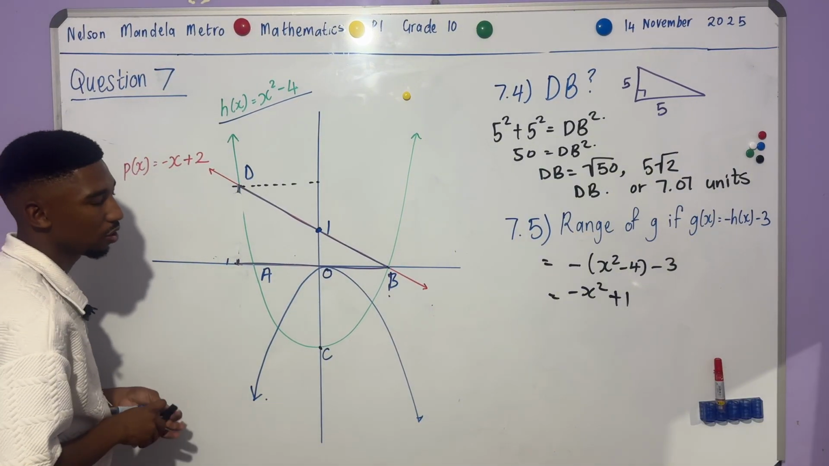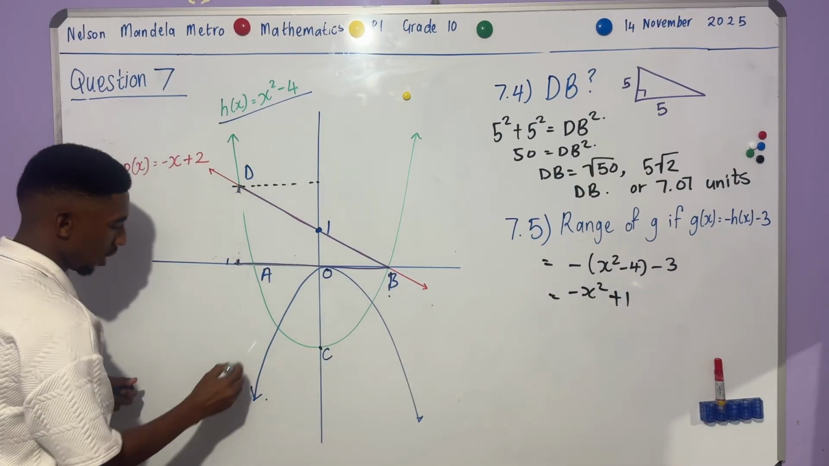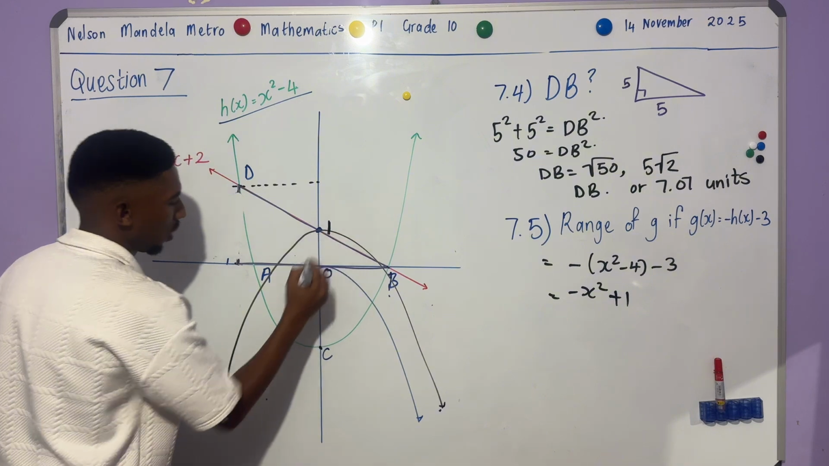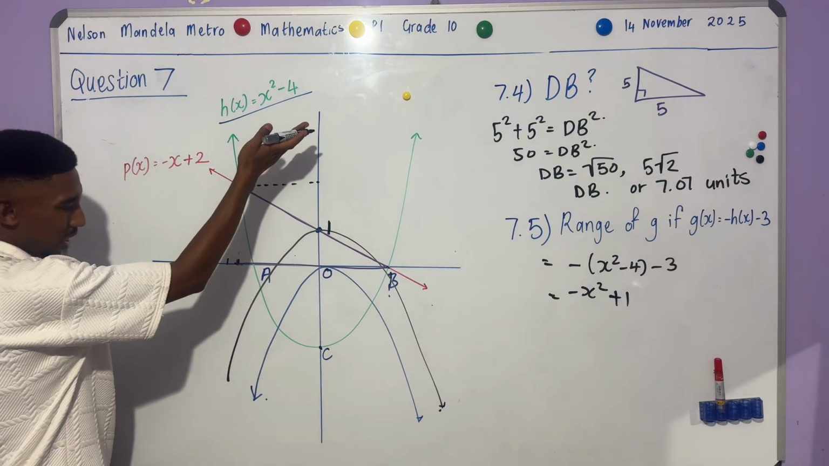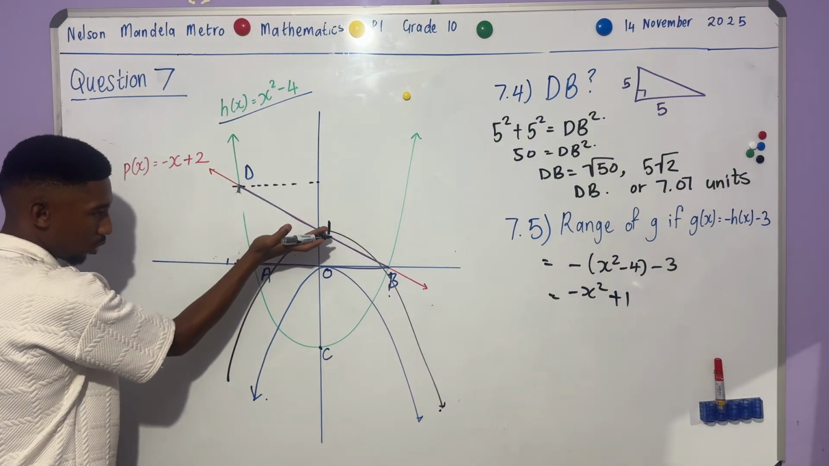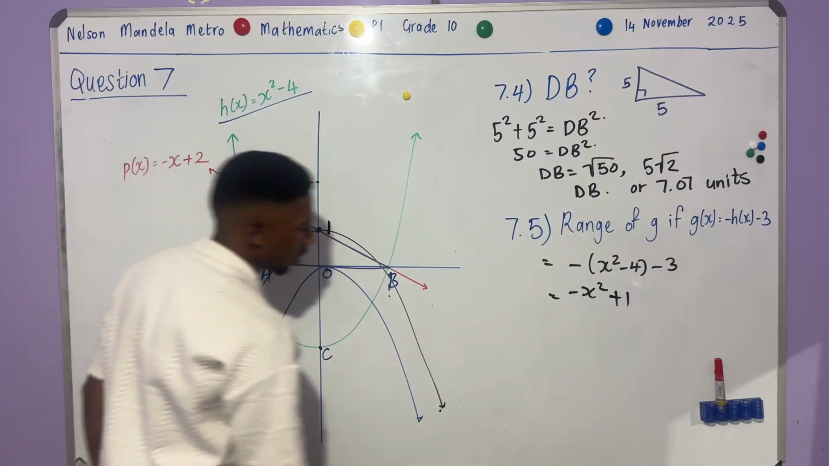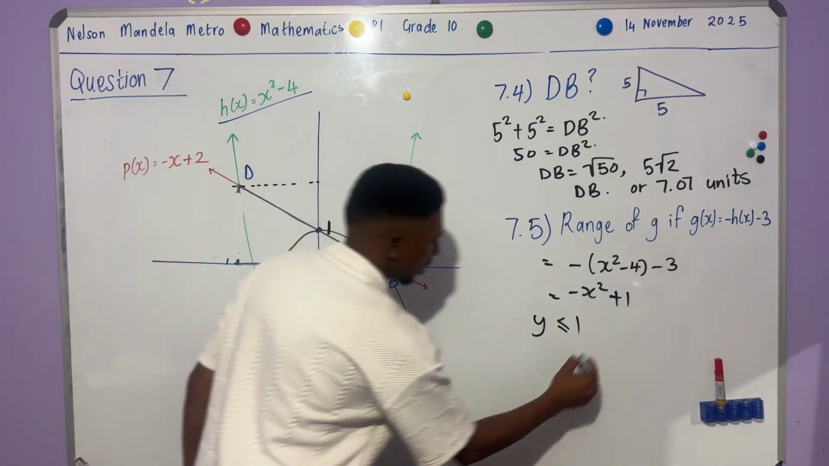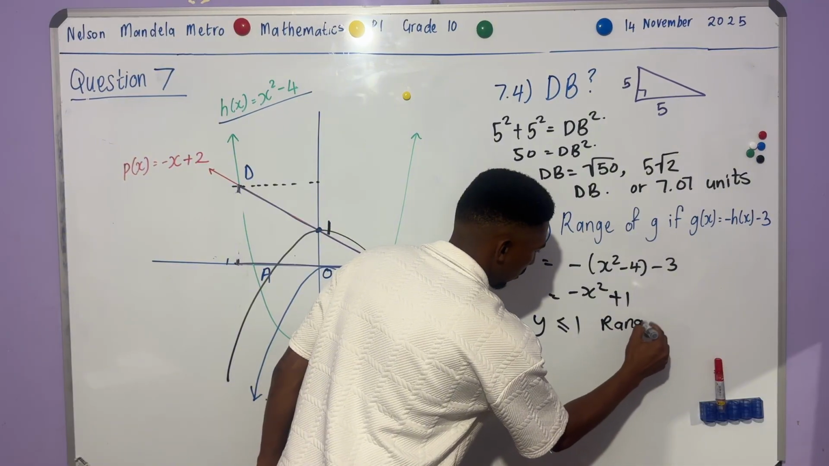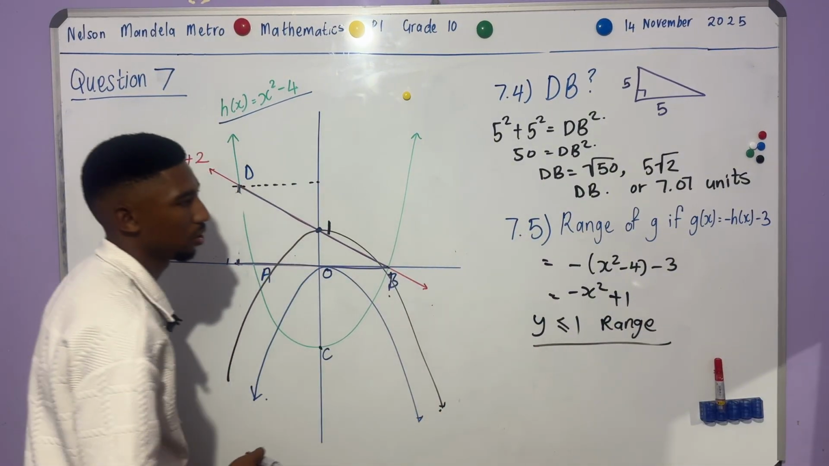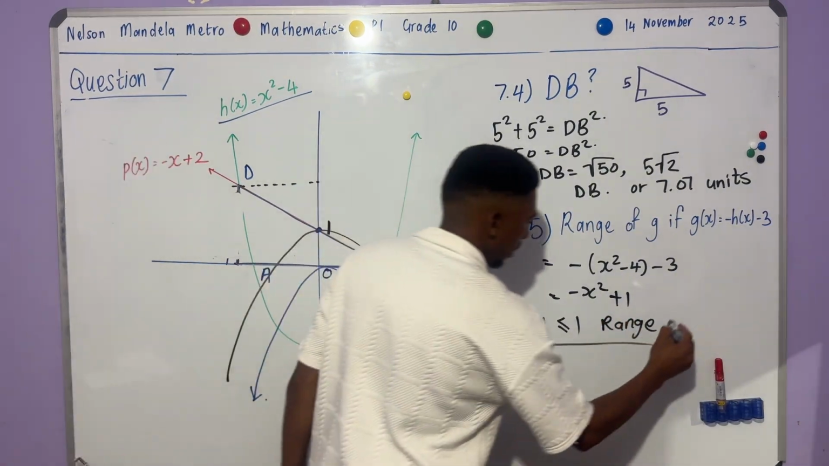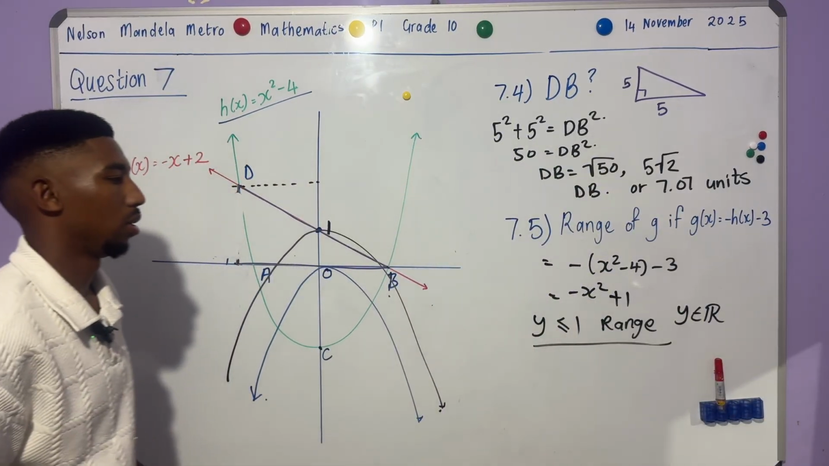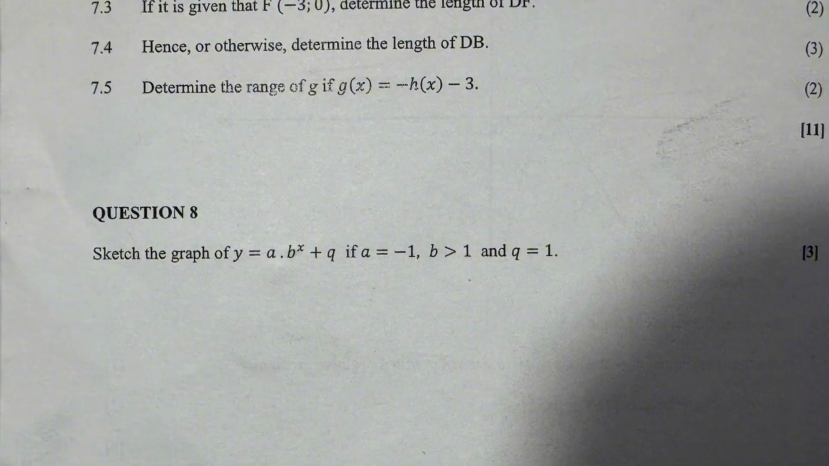So that g of x graph that we're talking about is going to be around there at 1. So we can see that the range is equal to 1 and smaller than 1. So y is smaller than or equal to 1. That is the range that we have for g of x. And we simply state that y is an element of all real numbers there.